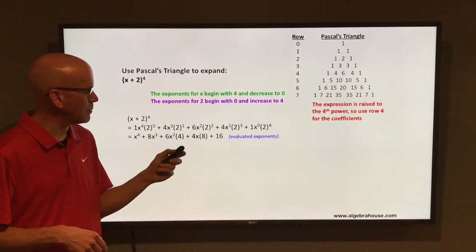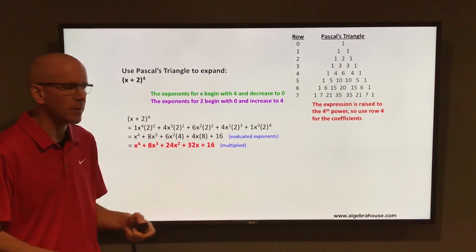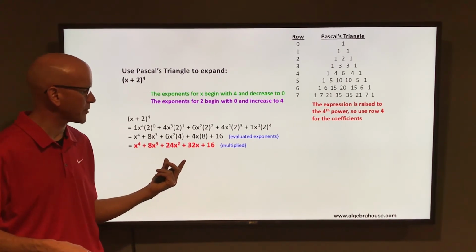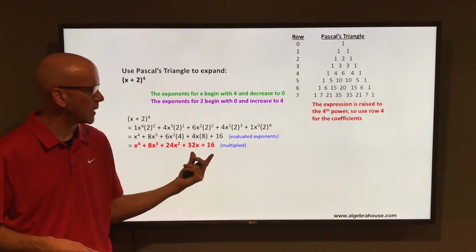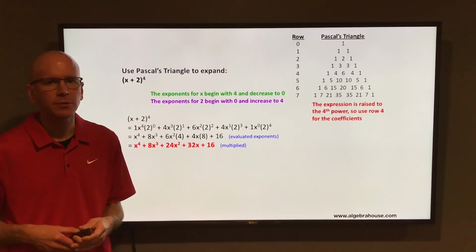Multiply 6x squared by 4, that is 24x squared. And 4x times 8, that is 32x. So that is the final product. X to the 4th plus 8x to the 3rd plus 24x squared plus 32x plus 16. That is the expansion of x plus 2 to the 4th power.